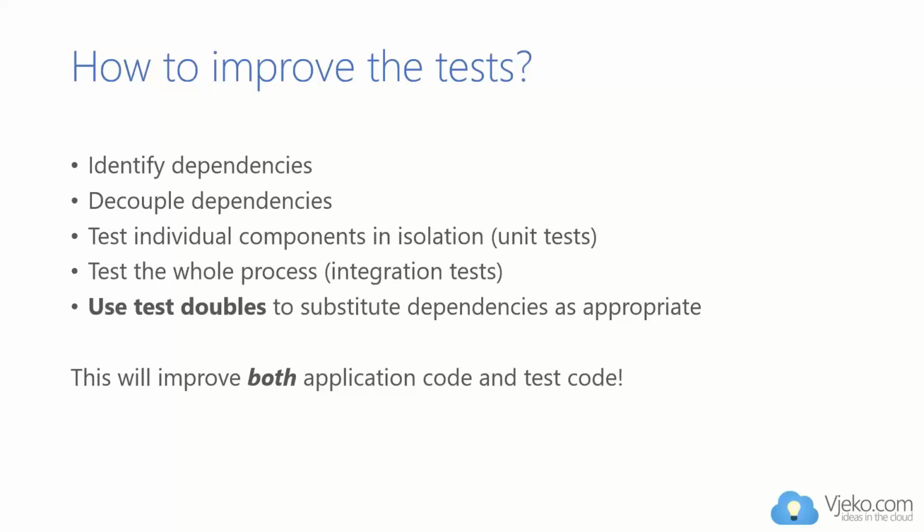The first step in improving these tests, or maybe the test code you've seen, is to identify dependencies, to know what the dependencies are that my code handles. And then the second step is to decouple them. We need to separate the dependencies from your code, from your business logic, so that we can test them in isolation. So we need to be able to test individual components in isolation.